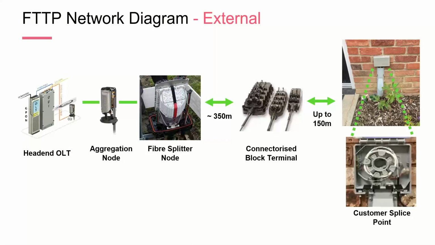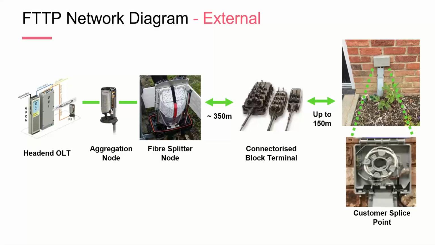So here is an FTTP network diagram. This is the external side going from the head end, where there's the GPON equipment and the OLT, and that will connect to an aggregation node, and then there'll be fiber running over a large distance. Because it's fiber optic, it can run over a large distance, and there will be a spine fiber that runs across to the fiber splitter nodes.